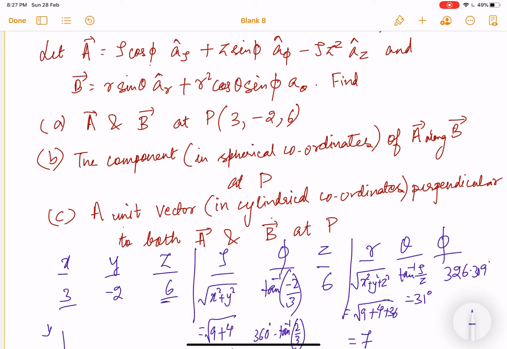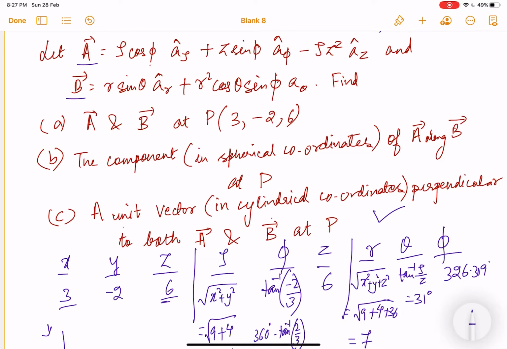Okay, hello everyone. Let's solve this question. This is the third part of the series of videos, after the previous two videos. Over here, two vectors are given: one is A vector and another is B vector.